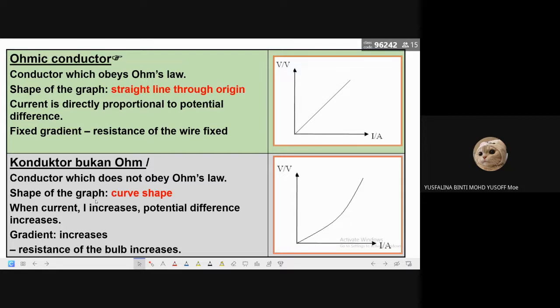So you can use a hypothesis like: when I is increased, V also increases, and the gradient will increase. You can simply draw the triangles to show it. So you see the size of the triangle increases. I already told you the size of the triangle represents the gradient. So when the size of the triangle increases, the gradient also increases. It means the resistance of the bulb also increases. Why? Because the temperature increases. For example, the filament bulb.